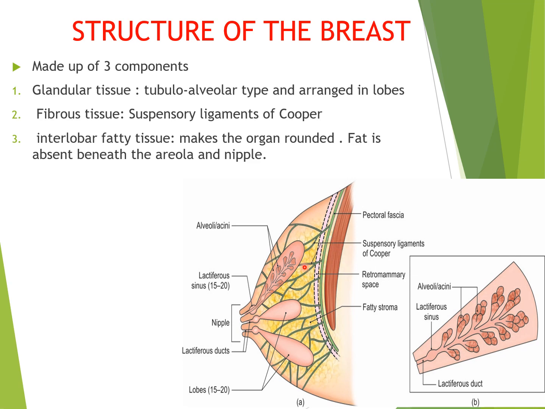Okay, so this is about the fibrous tissue or the fibrous stroma, which has the suspensory ligaments of Cooper. They support the so-called lobes present in the mammary gland. Then next we have interlobar fatty tissue. So what is the function of interlobar fatty tissue? It makes the organ rounded.